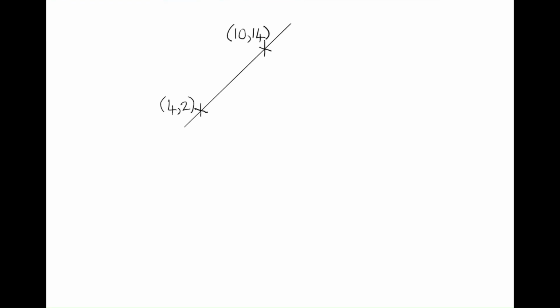This question wants us to find the equation of the straight line which joins 2 points, (4, 2) and (10, 14). The equation of a straight line is y equals mx plus c. You need to learn this equation and know that the value of m tells you the gradient of the line, and the value c tells you where the line cuts the y-axis.